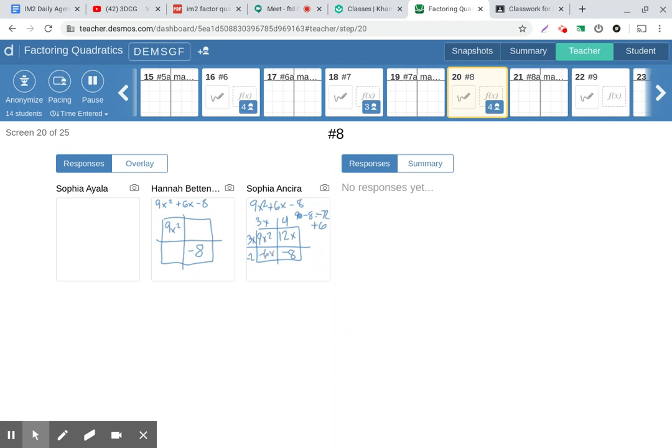So this was a guess and check. And by the way, 12 times 6 would have been 72. It would have been kind of hard to get that right away. So now you have your factored form: 3x plus 4 times 3x minus 2. Now it works because 12x minus 6x is 6x. Yep.